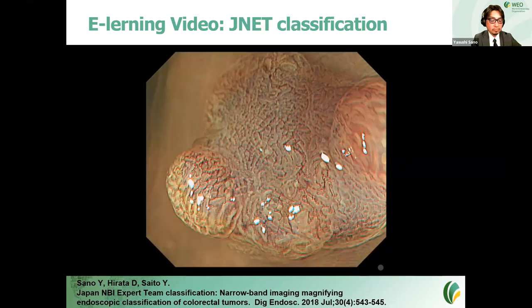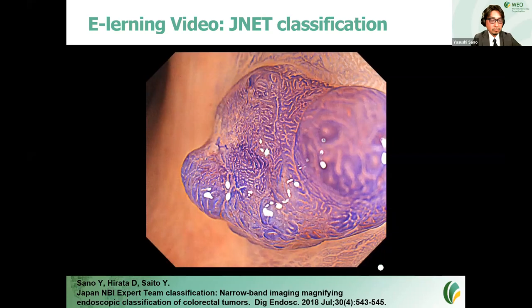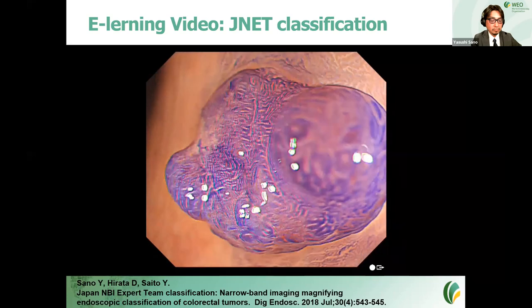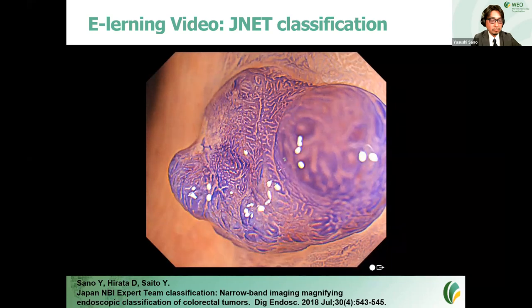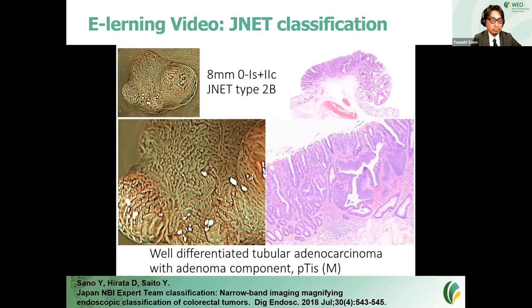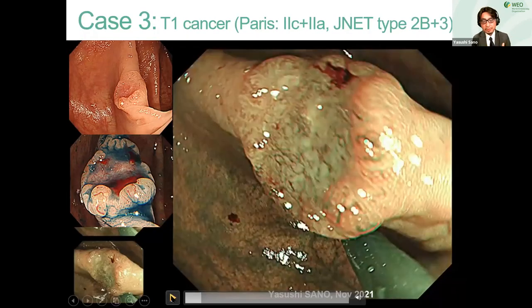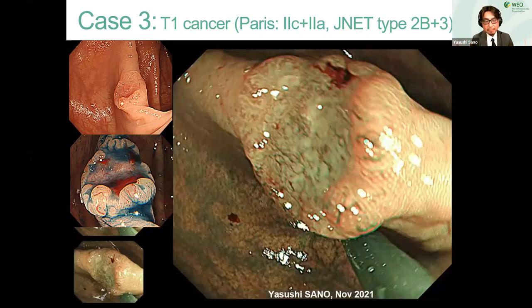By staining with crystal violet, type VI pit patterns in the depressed area and type IIIL pit patterns in the elevated area are observable. This sessile lesion was removed by EMR. The histopathological views show well-differentiated adenocarcinoma without any submucosal invasion. You can access this video on YouTube; it is a total of 10 minutes of e-learning.